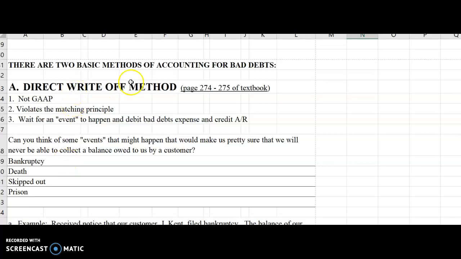So under the direct write-off method, we do nothing about our receivable. Even if it's 3 years old, we do nothing about our accounts receivable until an event happens. And when the event happens, then we make a journal entry to debit bad debt expense and credit accounts receivable. And remember, this is not a good method to use with generally accepted accounting principles. So let's go through a few examples, then we'll go on to a more appropriate method.